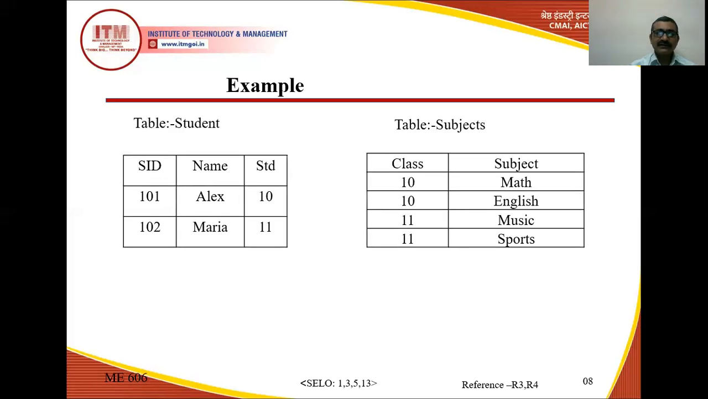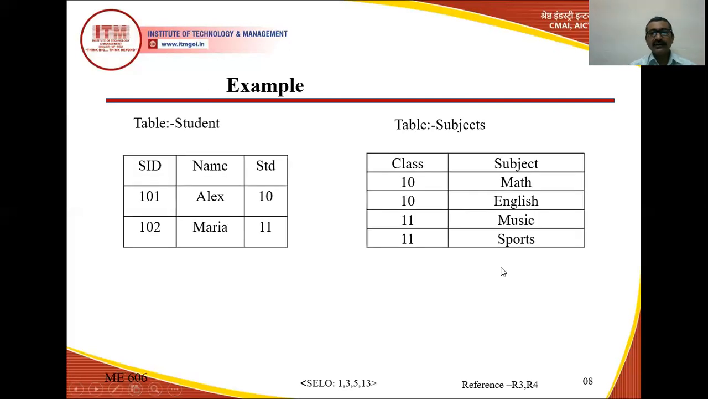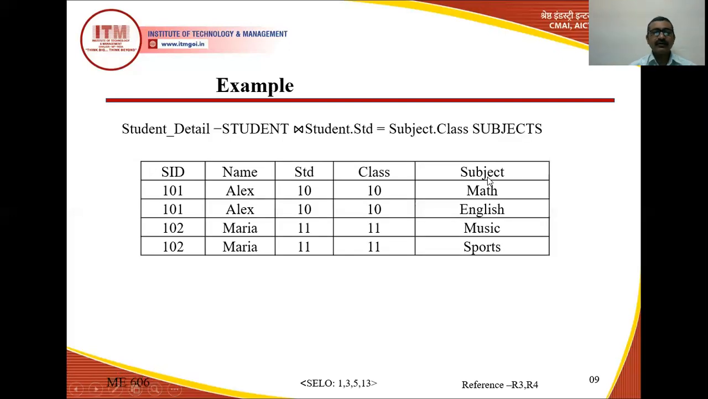Now we have to discuss this for a given example. There are two tables: student and subject. Student has three fields and subject has two fields. Student contains the SID, that is student ID, name and the STD, and subject has the class and the subject. Now, example, student detail.